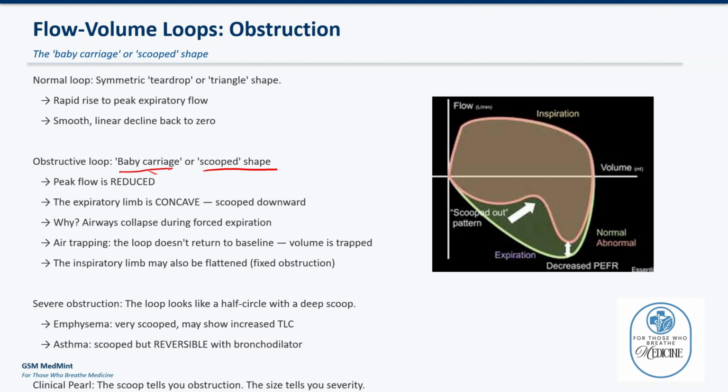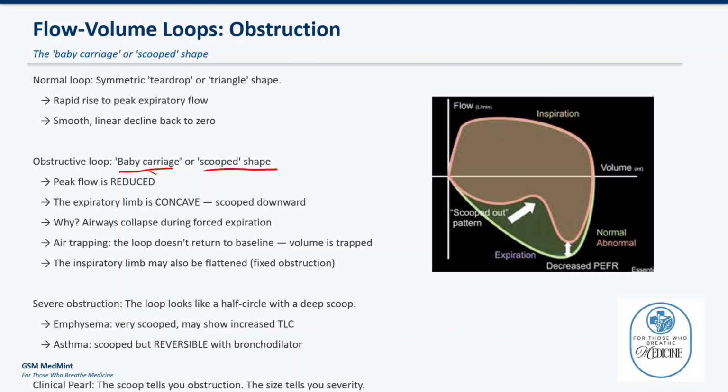The obstructive loop: baby carriage or scooped shape. The peak flow is reduced. The expiratory limb is concave. It scoops downwards. Why does this happen? Because during forced expiration, the positive intrathoracic pressure collapses the diseased airways. The more forcefully the patient exhales, the more the airway collapses and the flow drops. Air trapping means the loop doesn't return to the baseline. There is a residual volume trapped in there.